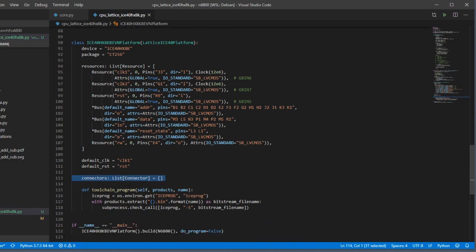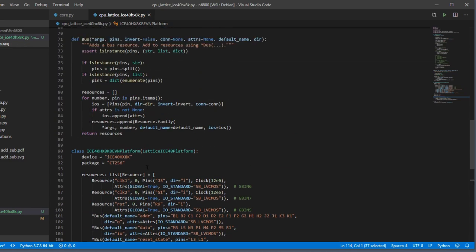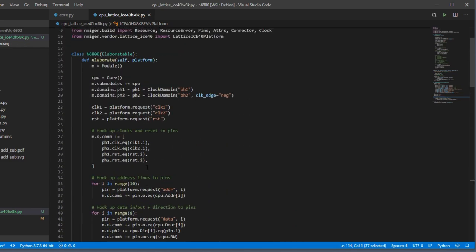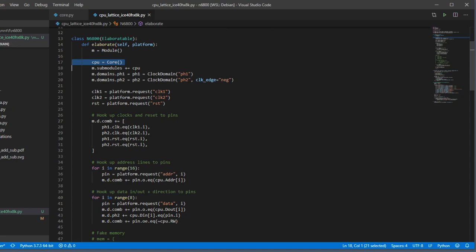There are no connectors, and everything else is basically the same. So in terms of the actual code, this is the module that envelops the core. There's core right there. We can see that I'm creating two clock domains instead of one. The first one is phase 1, which is on the positive edge, and the second one is phase 2, which clicks over on the negative edge. So I get the signals for those, I get the pins for clock 1, clock 2, and reset, and then I assign the pins to the signals.